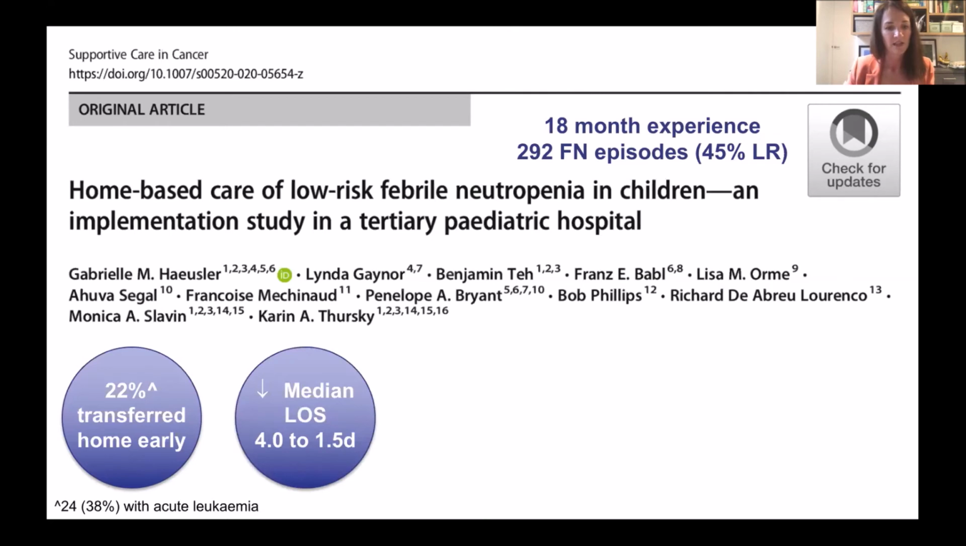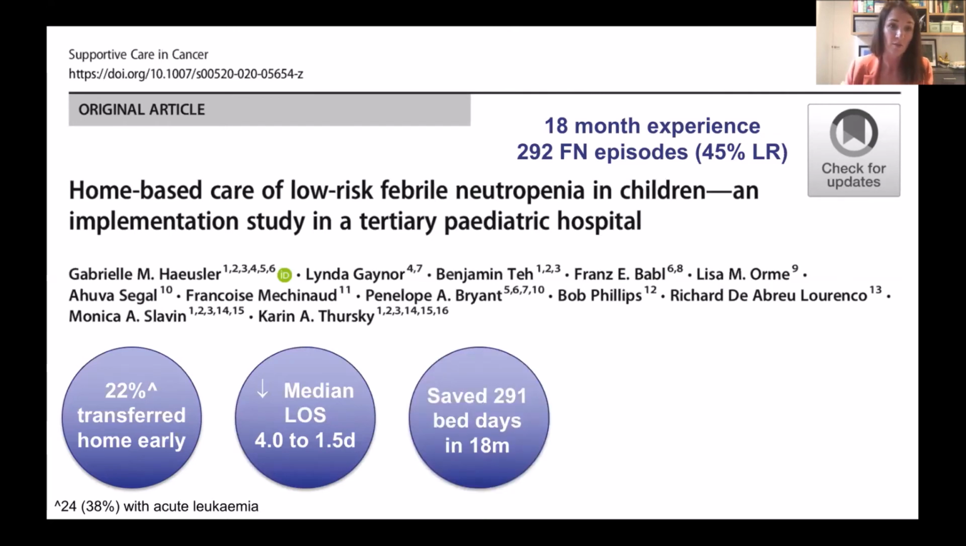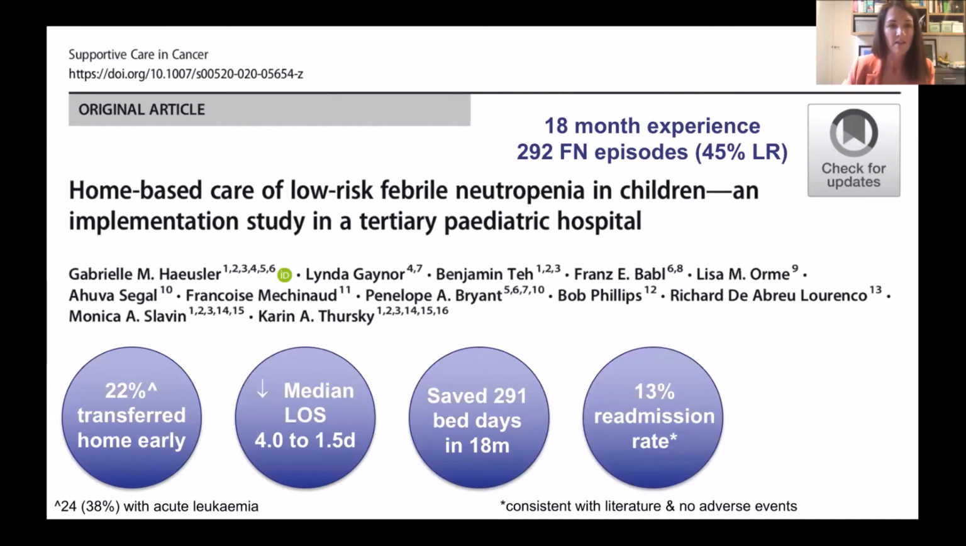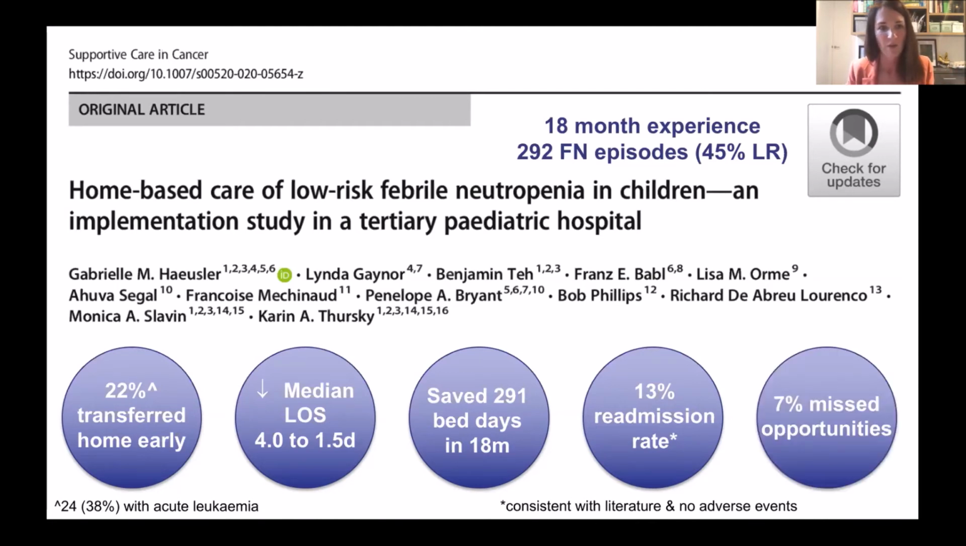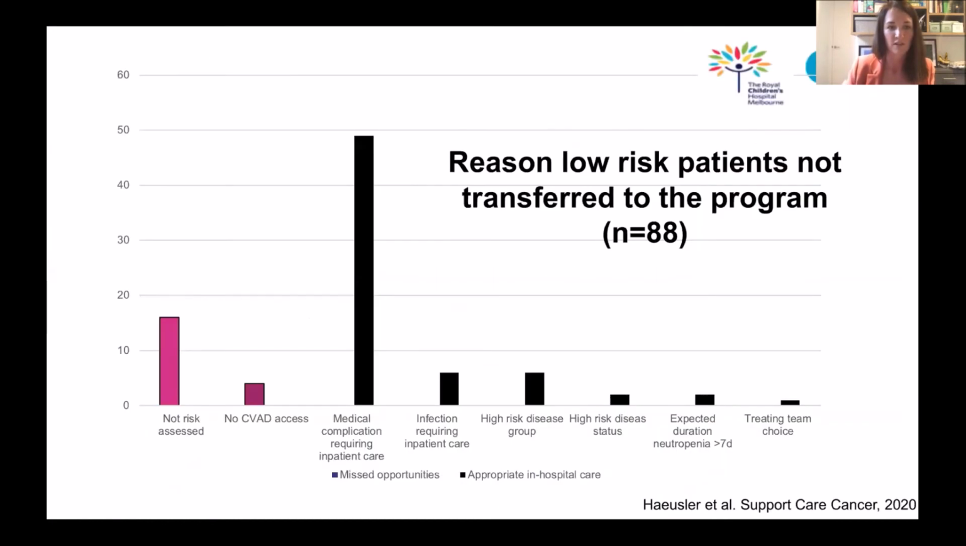The median length of stay reduced, as I mentioned in an earlier slide. We saved 291 bed days in 18 months. There was a 13% readmission rate. So these are patients that are needing to come back onto the inpatient ward during what would still be counted as their febrile neutropenia episode. That's consistent with international literature. There were no adverse events. Patients recovered. Predominantly, it was prolonged fever or new fever episodes. And there was 7% that were missed opportunities overall.